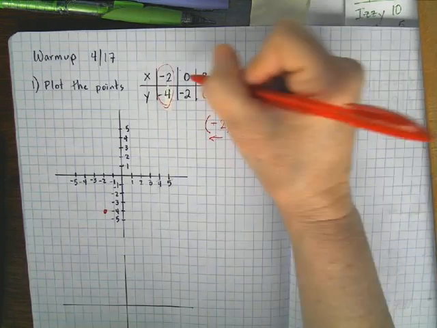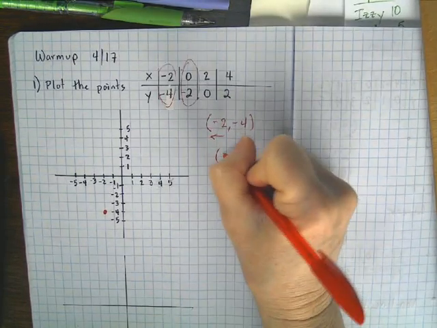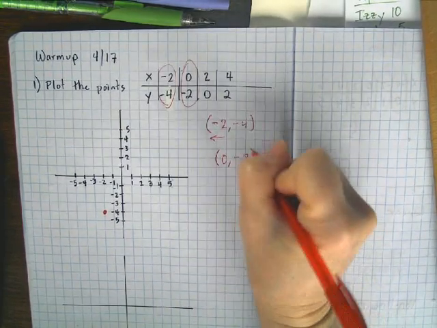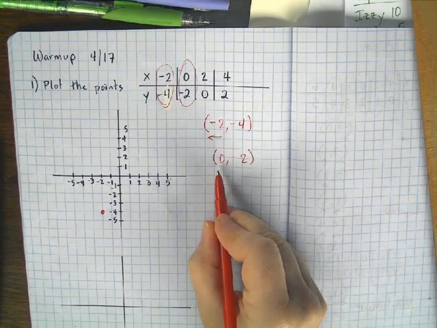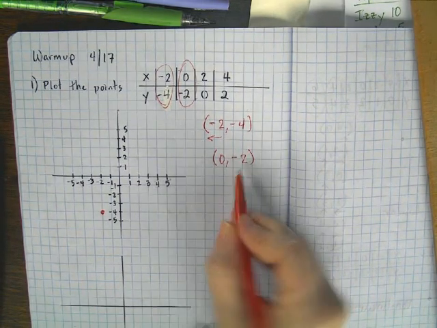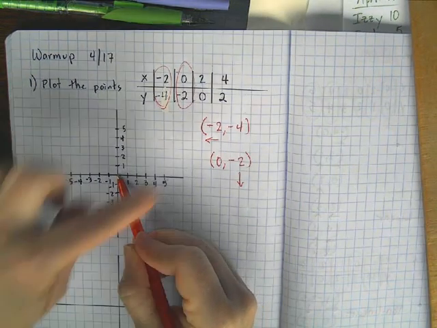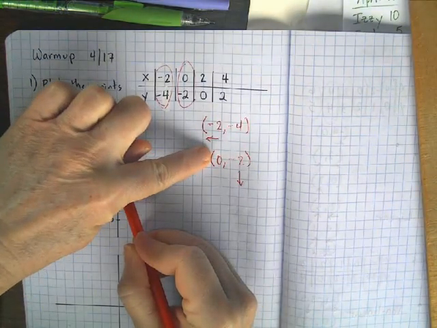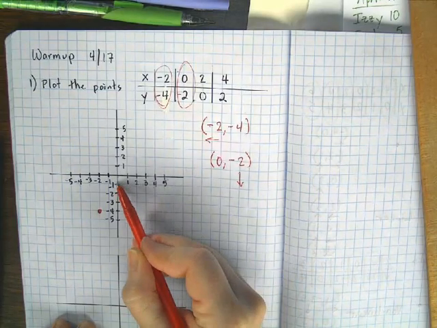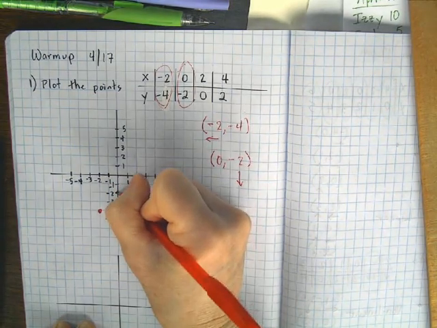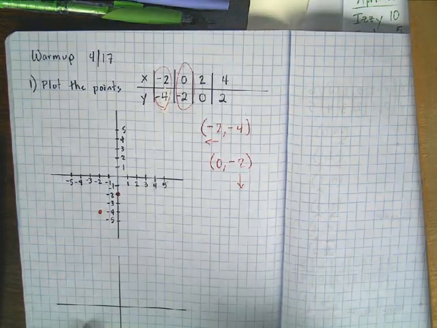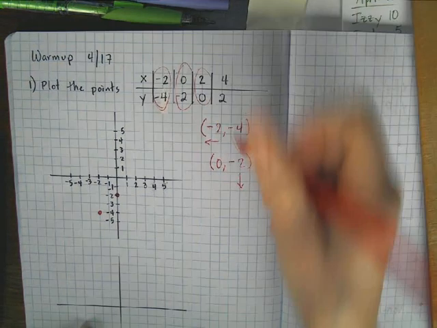The next point is 0, -2. 0, no right, no left. -2, that means down. So I start at 0, and then no right, no left. Just go down 2, 1, 2. Right there, right on the line. Right there. The next one, 2, 0.